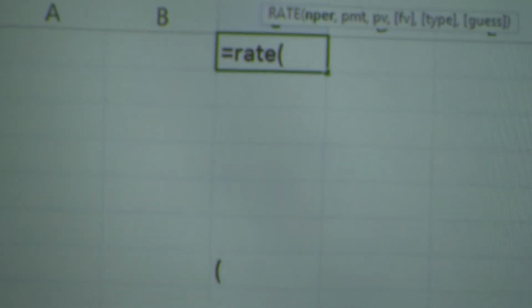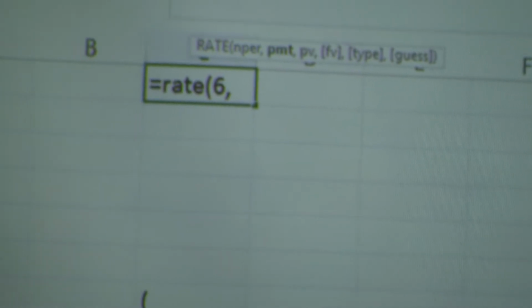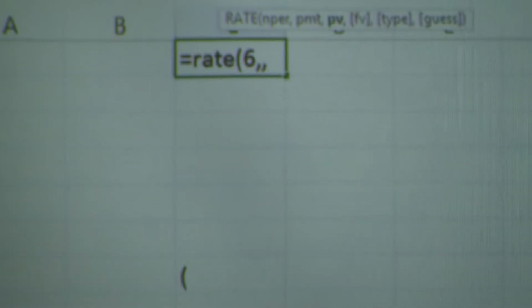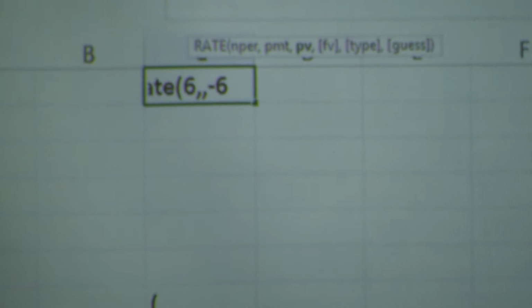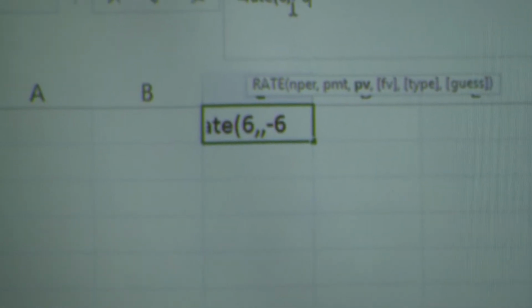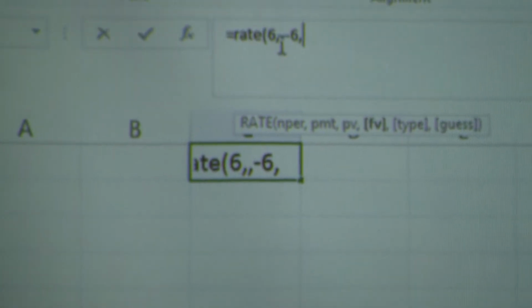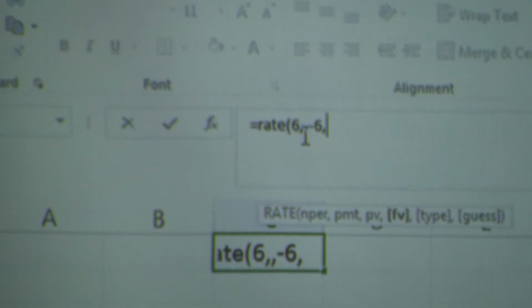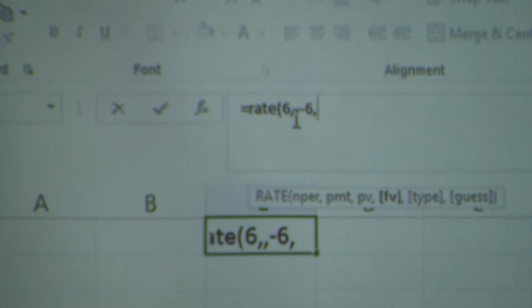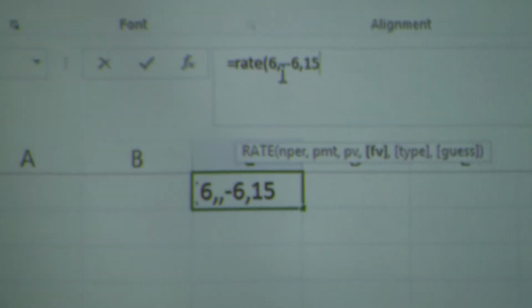All right, so 6-year period, there's no payment. We know what a payment is; we'll define payment in a minute. And what was the present value? 6. Putting in -6. I'll explain why in a second, and it's critical that you do that. And is there a future value? 15, excellent.